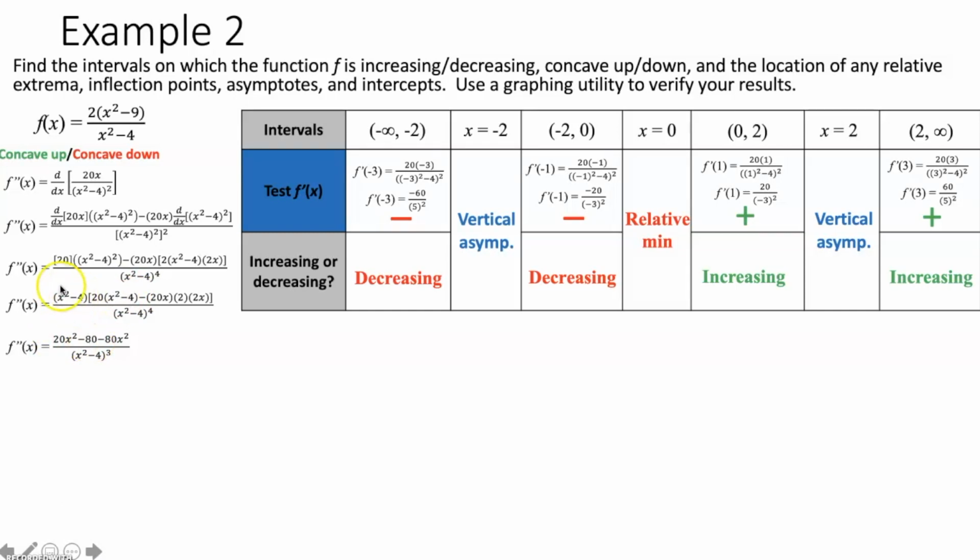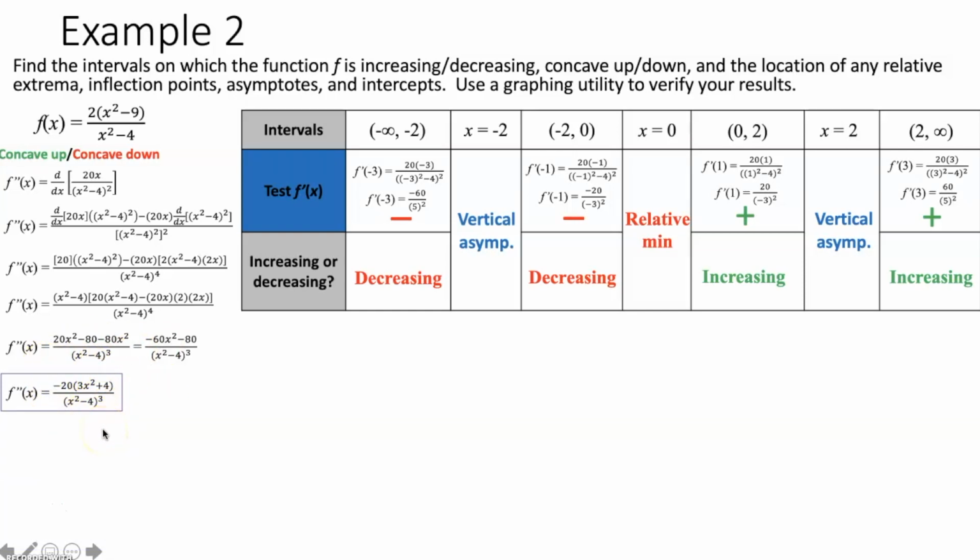minus 80. Now, the reason we factored out this x squared minus 4 is because there's an x squared minus 4 to the fourth power in our denominator. So this will cancel out with one of these, leaving this as x squared minus 4 to the third power in our denominator. We can then simplify our numerator. 20x squared minus 80x squared becomes negative 60x squared. We can then factor out a negative 20, and we end up getting something that looks like this. So we have our second derivative.